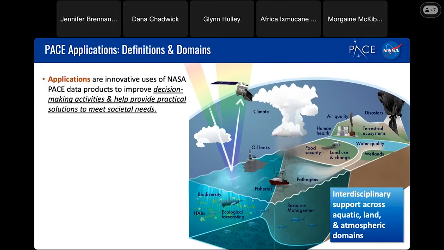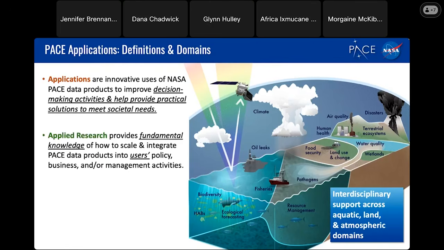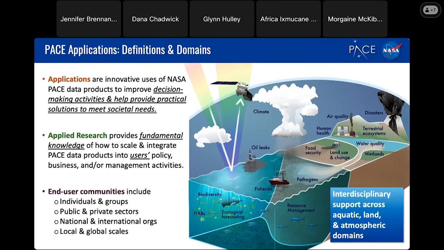And if you don't know what applications are, it basically means innovative uses of NASA's PACE data to help improve on the ground activities, decision making, maybe support businesses by giving them water quality information. There's a huge number of ways that PACE data are used on the ground to provide practical solutions to meet societal needs. And the applied research is what basically scales and integrates these fantastic PACE data products and the foundational science behind them into user policy, business, management activities, or whatever else our end users may need. Our end users may be individuals and groups, public and private sectors. They could be national, international, local, and global scales.